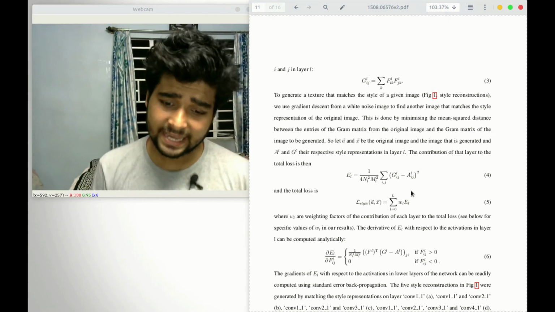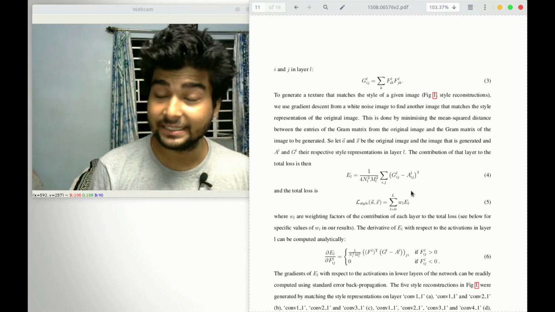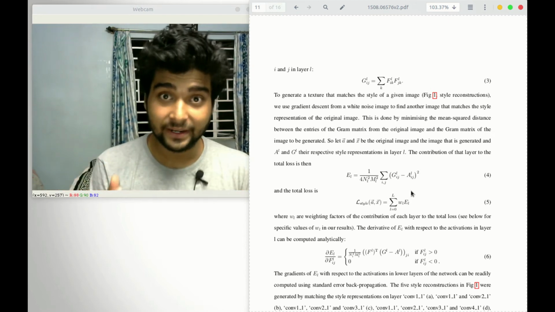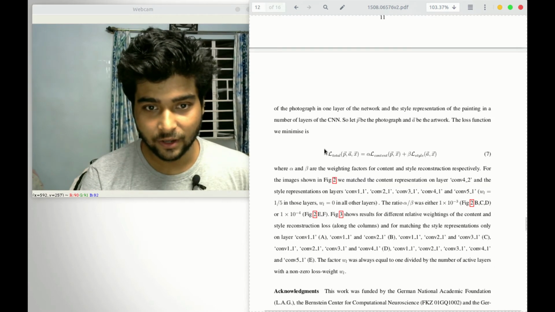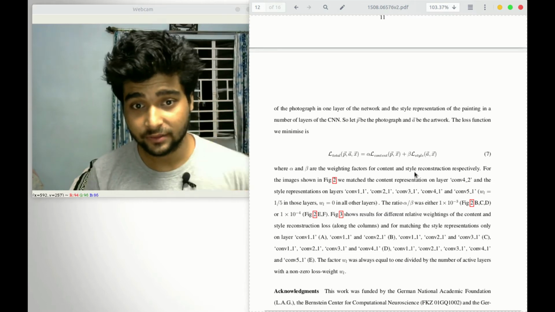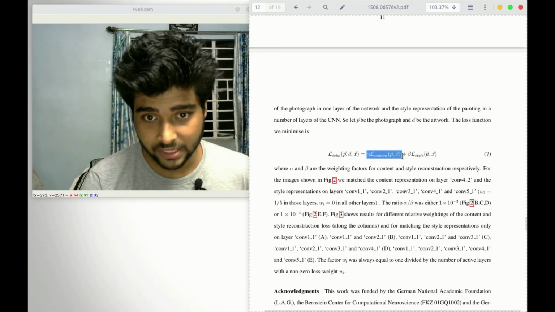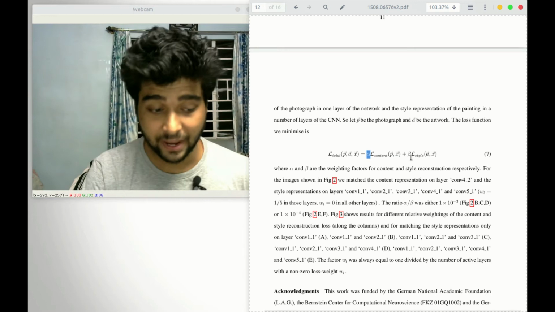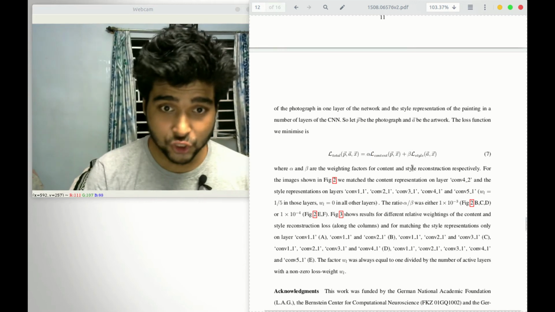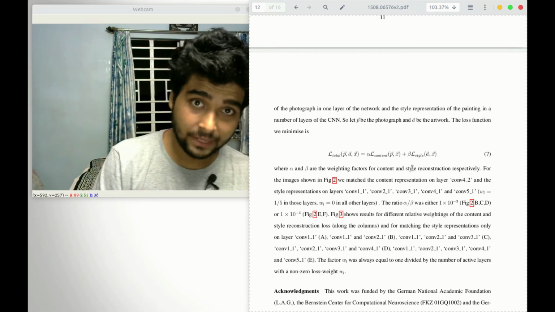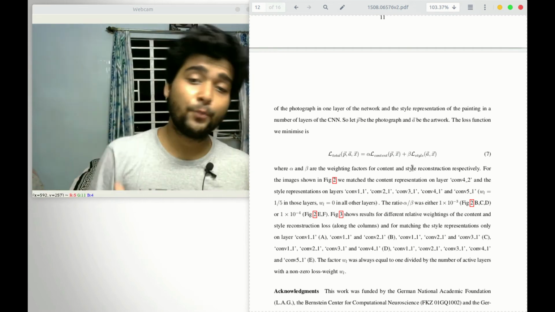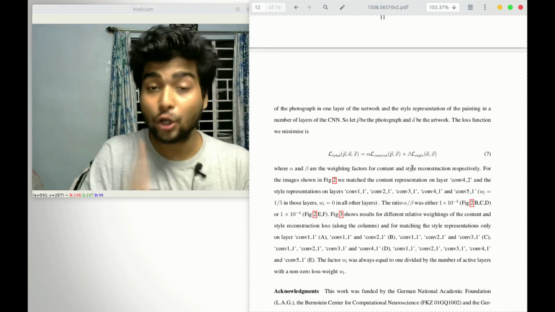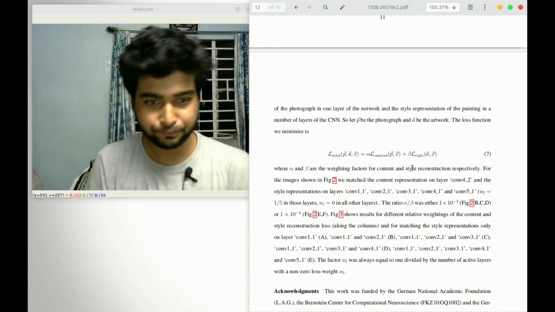One of the interesting things that this paper shows is that the style and content of the images can be varied independently. That is using this formula over here. As you can see, the content loss is preceded by a factor called alpha, and the style loss is preceded by a factor called beta. So you can vary alpha and beta to get the appropriate weightage of style or content on the final output image.